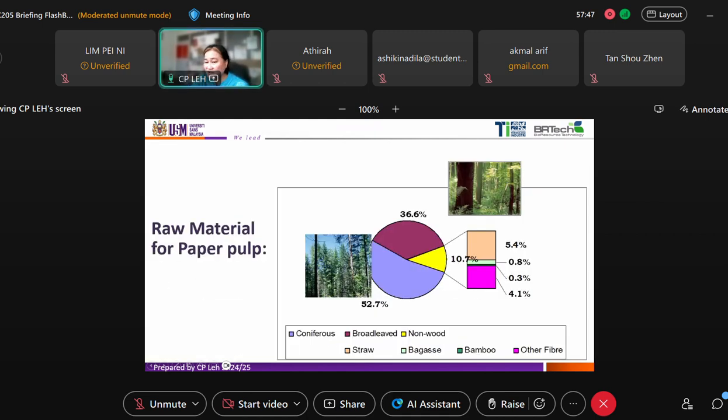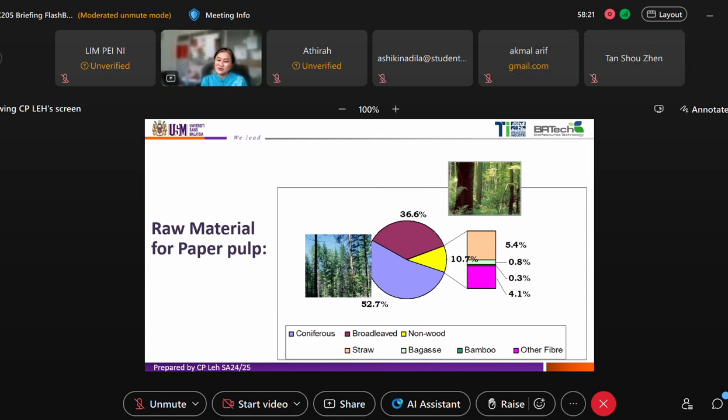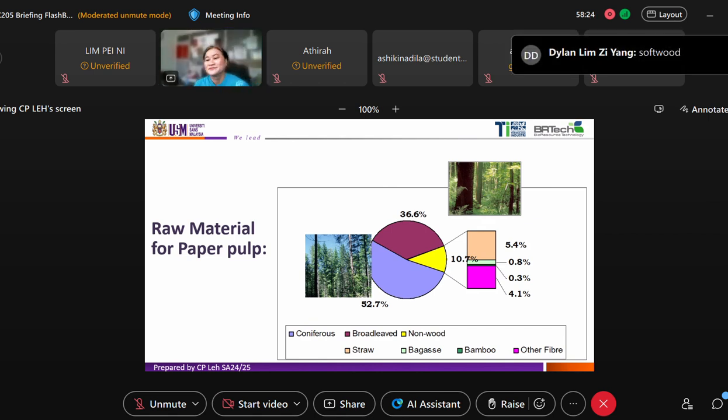Just now we mentioned that between softwood and hardwood, one difference is fiber length. What else? If you are a researcher and I give you two pulps, I want you to differentiate which one is hardwood and which one is softwood. Can you do that for me? Besides fiber length, what else? Lignin content, which one is higher? Which one is higher, Dylan? Softwood is higher. Okay, still remember, very good.